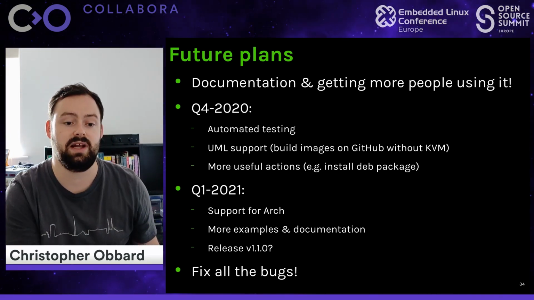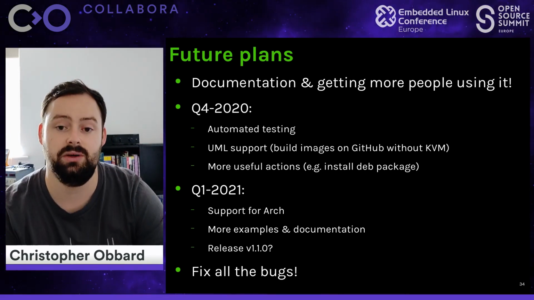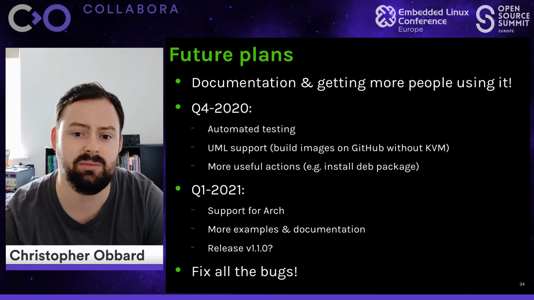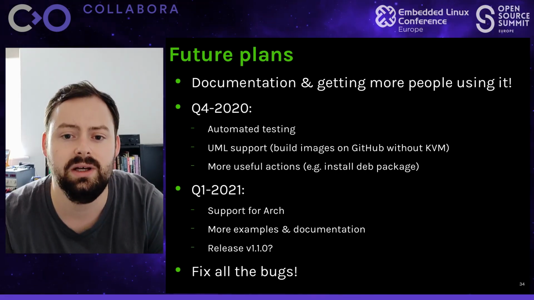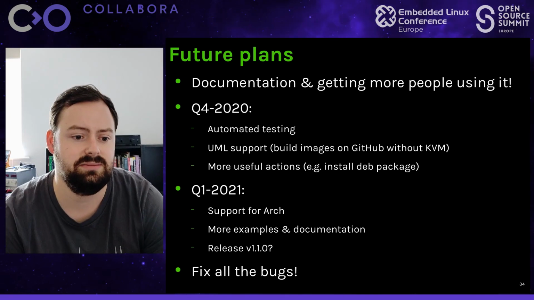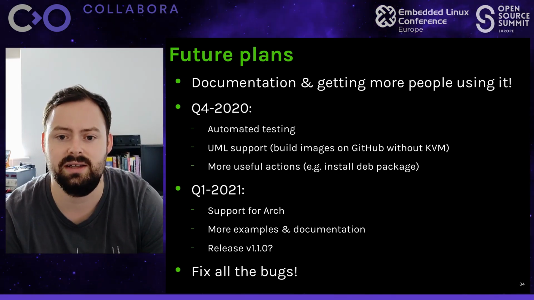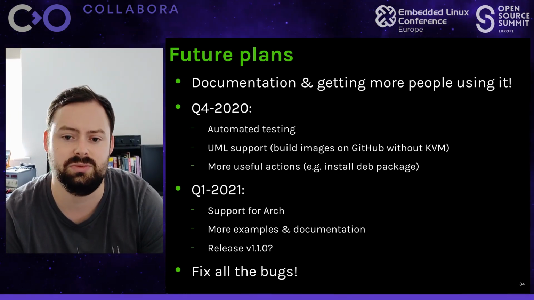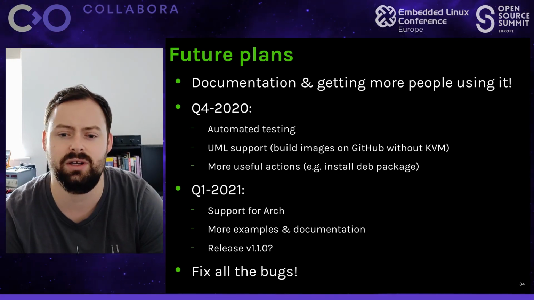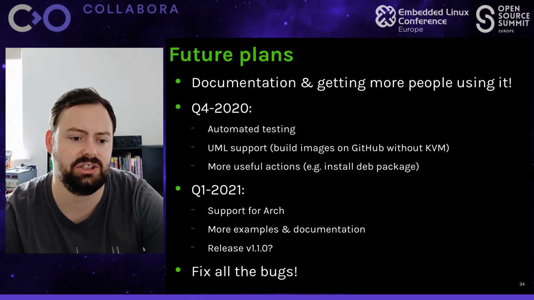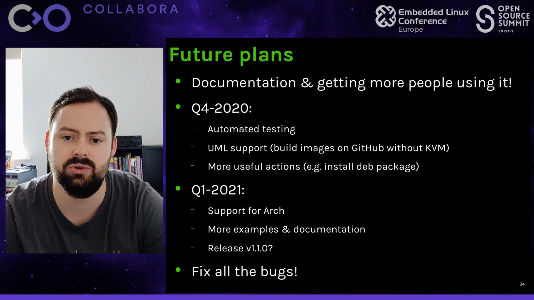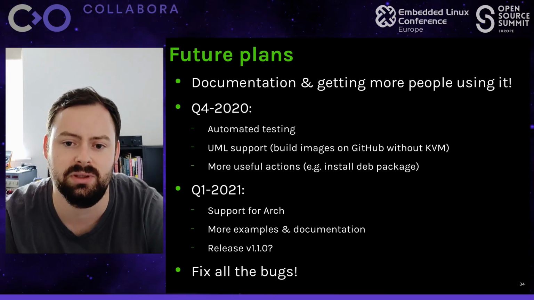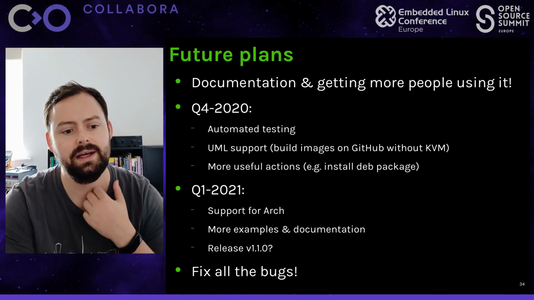We want to add in some more useful actions. So at the moment there's no real official way to install a Debian package from a file. We want to add in that and some other useful actions. Again, the actions that we've got are fairly generic and should work in a lot of cases. If you spot an action that you think would be quite useful, please feel free to open an issue on GitHub and we'll talk about it there.